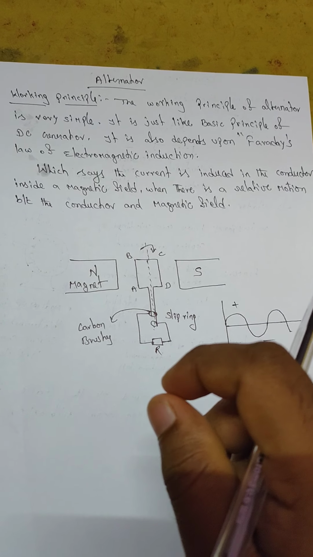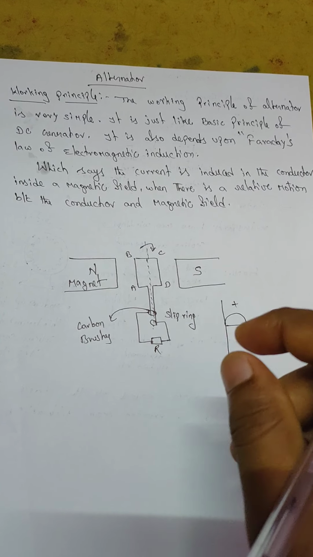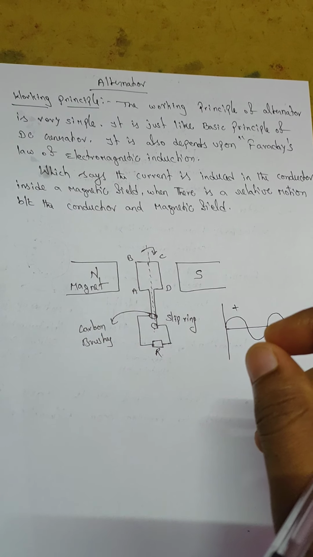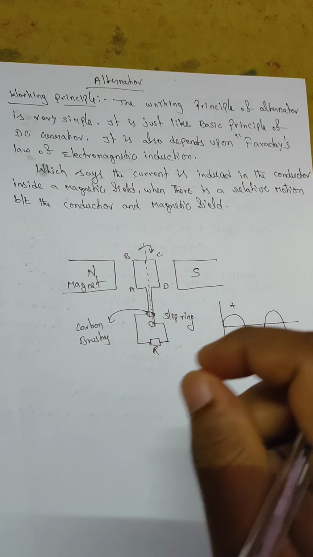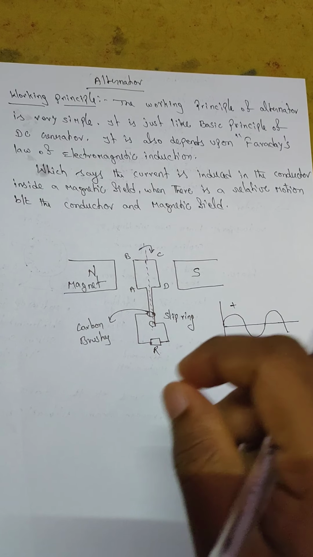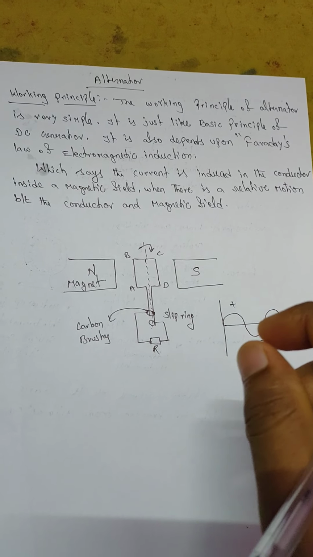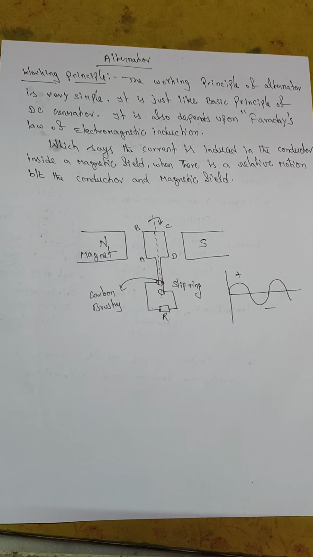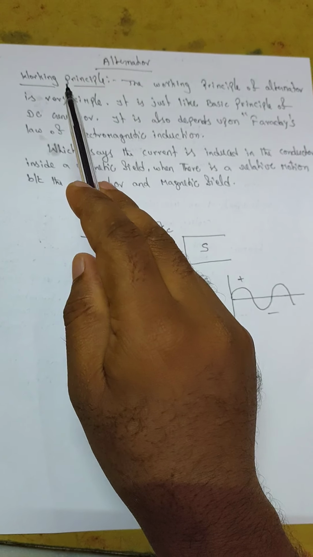In the previous sections we saw the DC generator. In the DC generator, the output is DC voltage. Here we have an AC generator, which means we get the voltage output as AC voltage. Let's see the working principle.